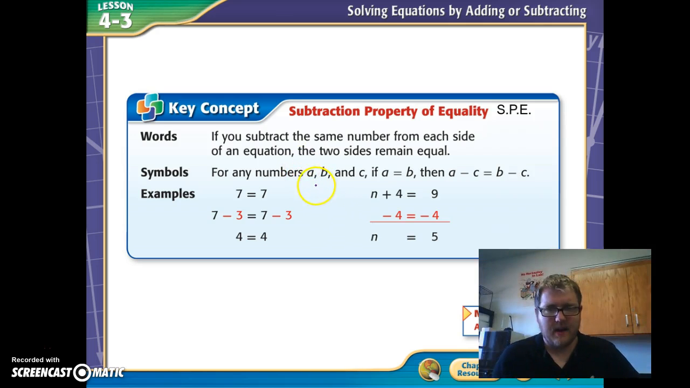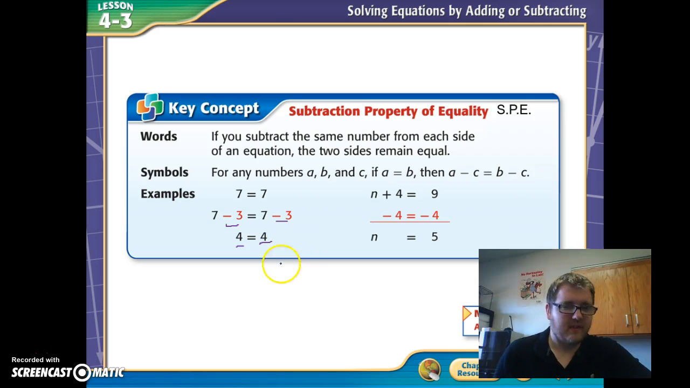We have another property here. It's very similar to the addition property. Basically, if I subtract the same number from each side of an equation, the two sides remain equal. I always like to use money for examples to see how these work. Say you and your friend both have $7 apiece, so you have an equal amount of money. 7 equals 7. What if you bought a few bars of candy in a fundraiser that cost you each $3? If you both lose $3, you're still going to have the same amount of money.